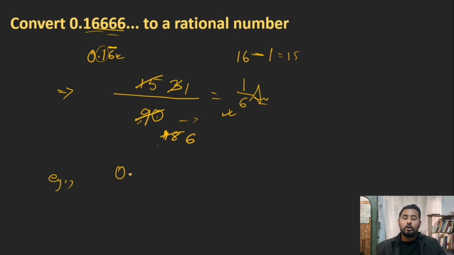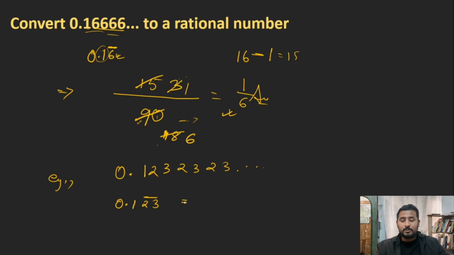Say if I have 0.12323, and so on. Okay, is it clear? So what we'll do now, like I said, 0.1, then this 23 is continuing, so I'll give a bar to the 23.